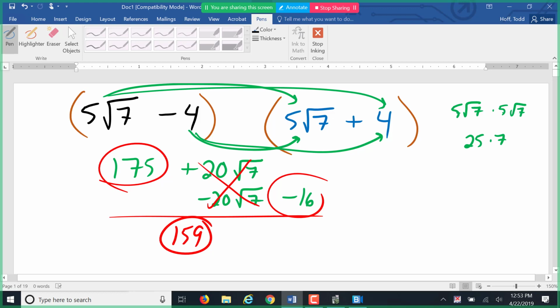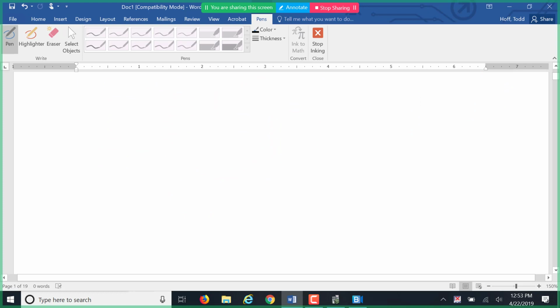So why do we care? Why am I making such a big deal about these conjugates? Well, I hinted at it last week. We don't like having radicals in the denominator.